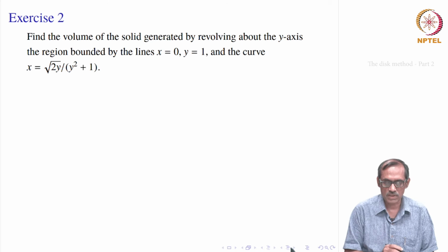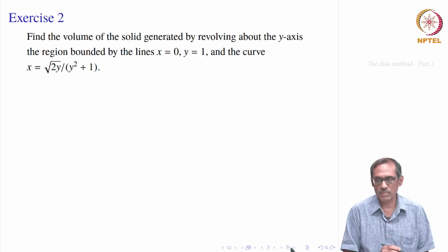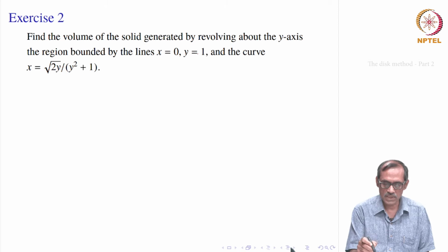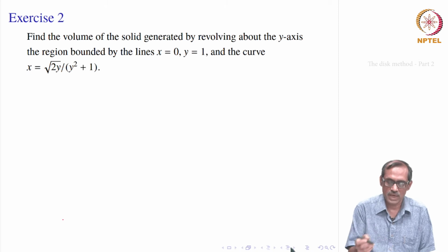So, let us take the next problem. Find the volume of the solid generated by revolving about the y axis the region bounded by the lines x equal to 0, y equal to 1, and the curve x equal to square root of 2y divided by y square plus 1. Here the limits of y are not given explicitly, we may have to find them, but x equal to 0 is the y axis, and it is revolved around the y axis. So, that falls into place. We have y equal to 1 and we need the other limit.